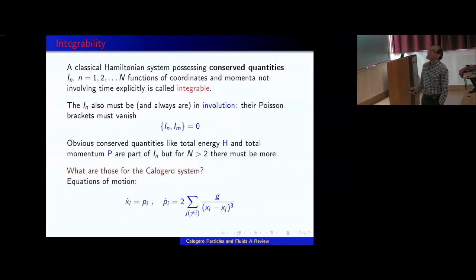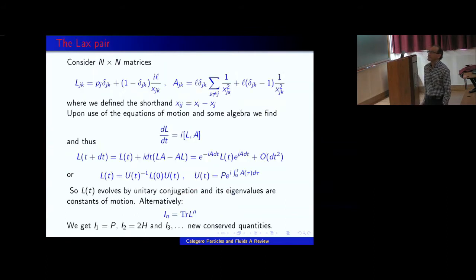And such quantities do actually exist for this model. If you have two particles, of course, it's trivially integrable because in the absence of external potentials, the total momentum and the total energy are conserved and they commute in Poisson sense, but there are other quantities when n is greater than 2. So let's talk about this a little bit. The first real math that you're going to see today.